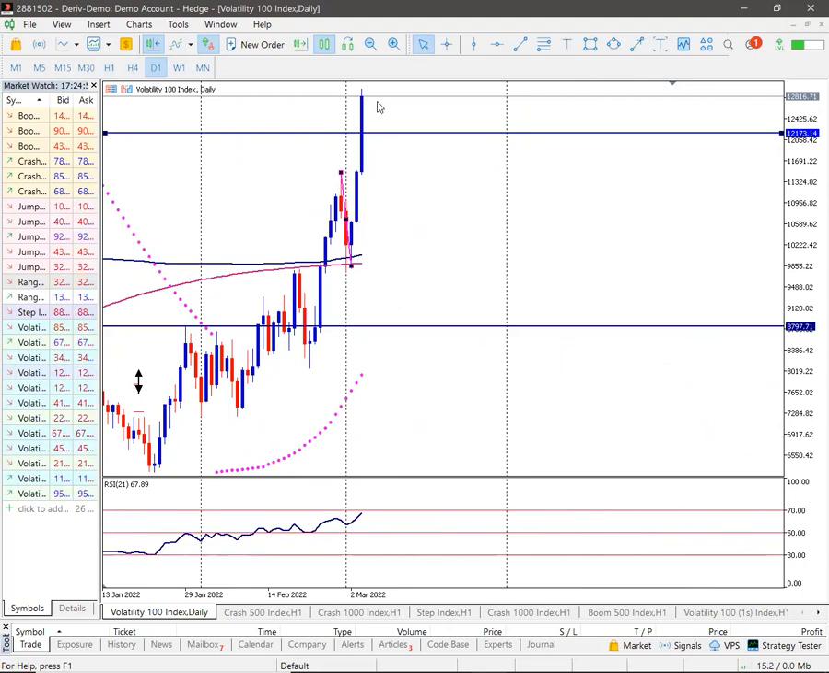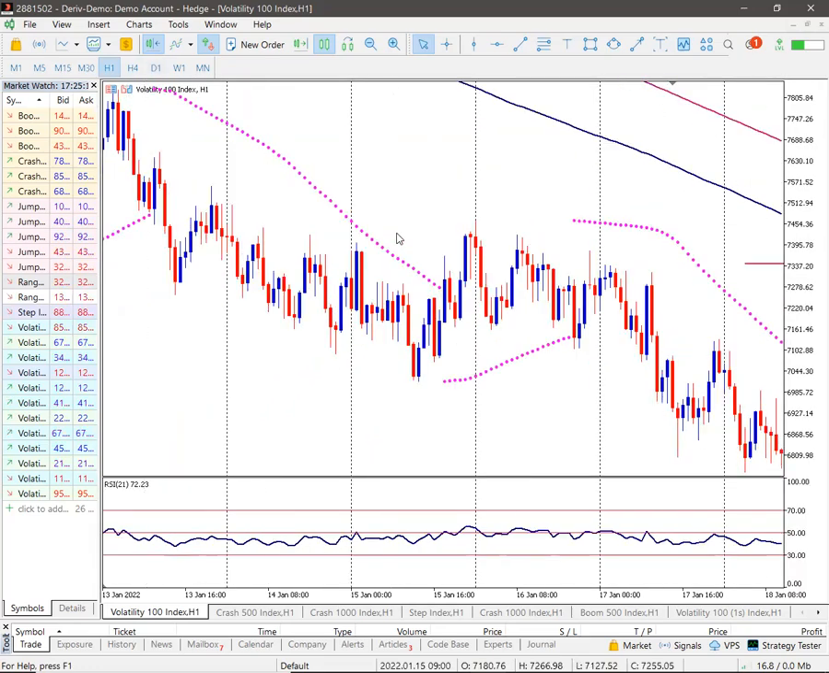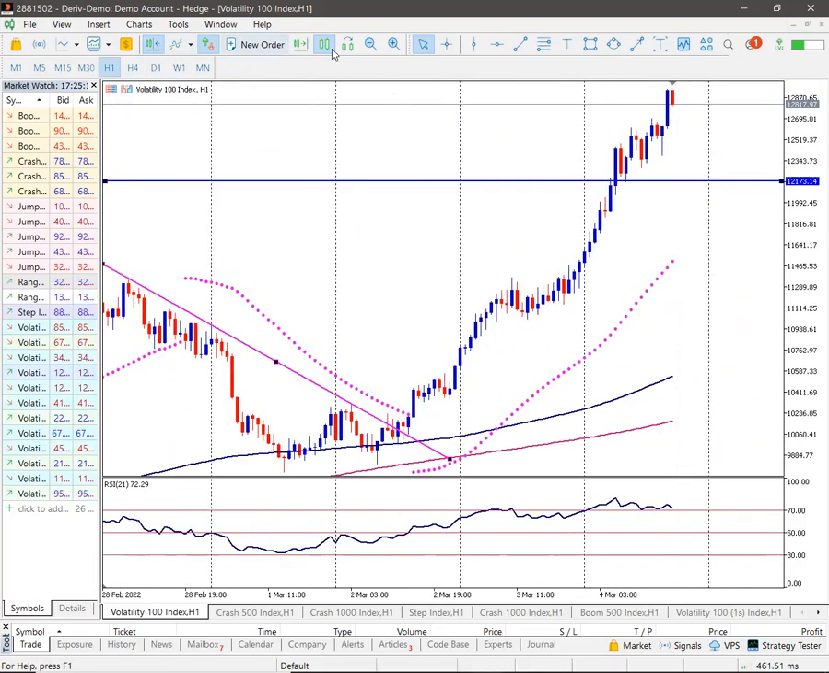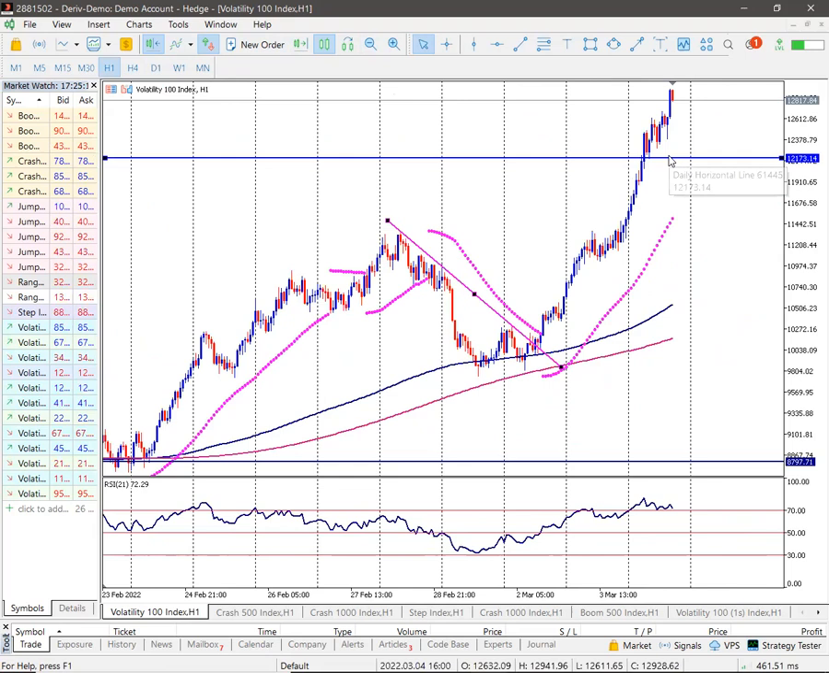But if it doesn't retrace today, if we don't get the sell signal for today, then expect tomorrow the daily candle to be a bearish one. So it's going to retrace 50% before we see the market going back up. In this case, 50% is here, halfway of today.